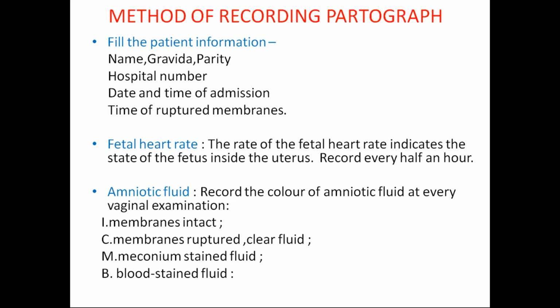Amniotic fluid. We have to record the color of the amniotic fluid at every vaginal examination, and we will mark accordingly. If the membranes are intact, we will mark them as I. And if the membranes are ruptured and the clear amniotic fluid, C, and for meconium stain it is M and blood stain B.